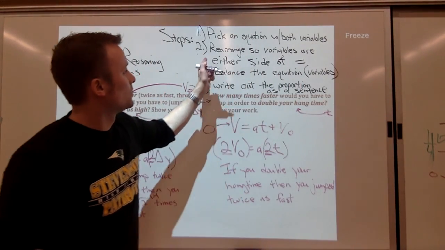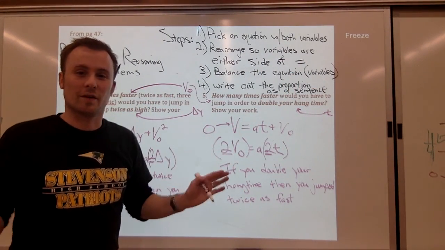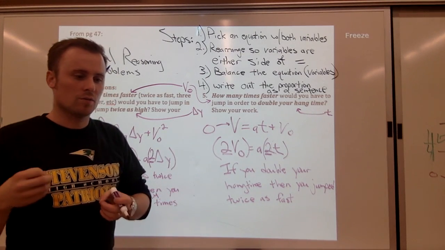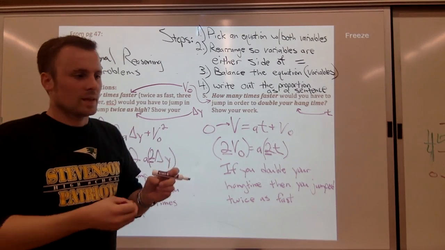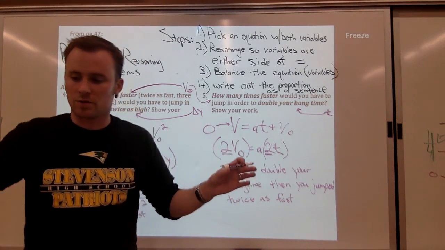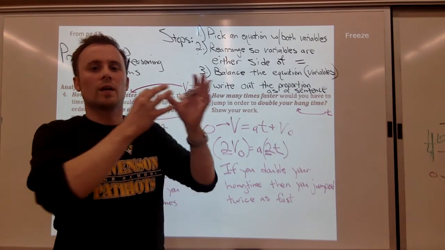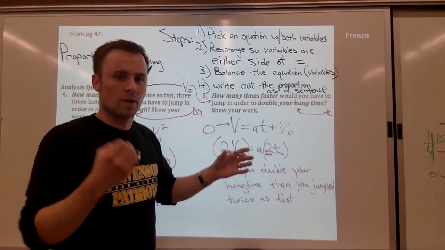Sometimes the hardest step is picking an equation with both variables that's not going to change any other variables. And sometimes to do that, you actually have to use kind of a substitution of equations. So if you want to get time out of there, you have to use another kinematics equation to rearrange for time, and then plug it into a different equation to remove time from it.